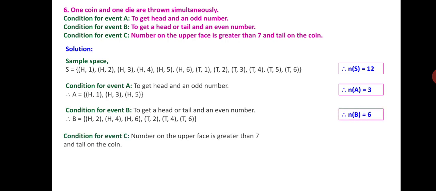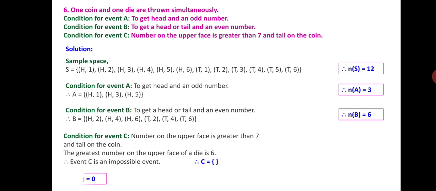Then, condition for event C. The number on the upper face is greater than 7 and tail on the coin. So, the greatest number on the upper face of a die is 6. Therefore, event C is an impossible event. Therefore, C is the null set, or phi. Therefore, n(C) is equal to 0.